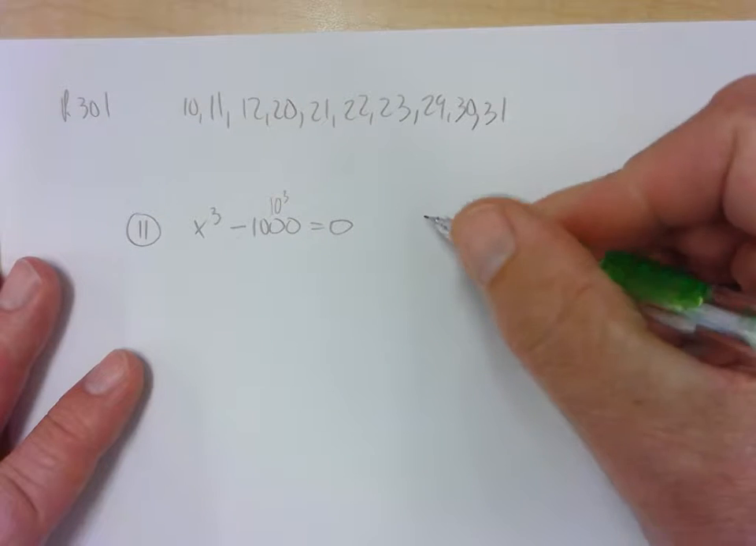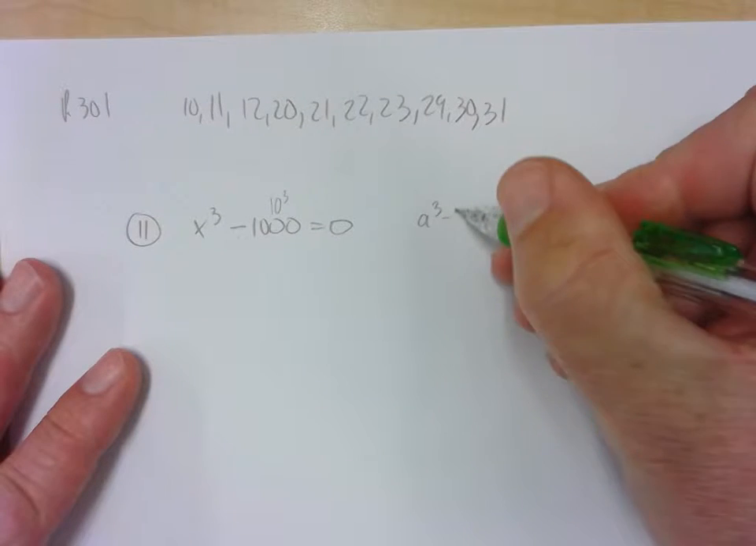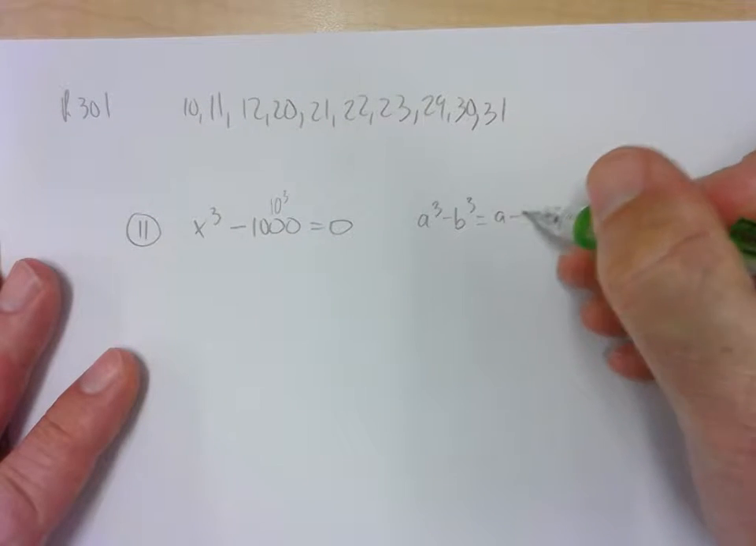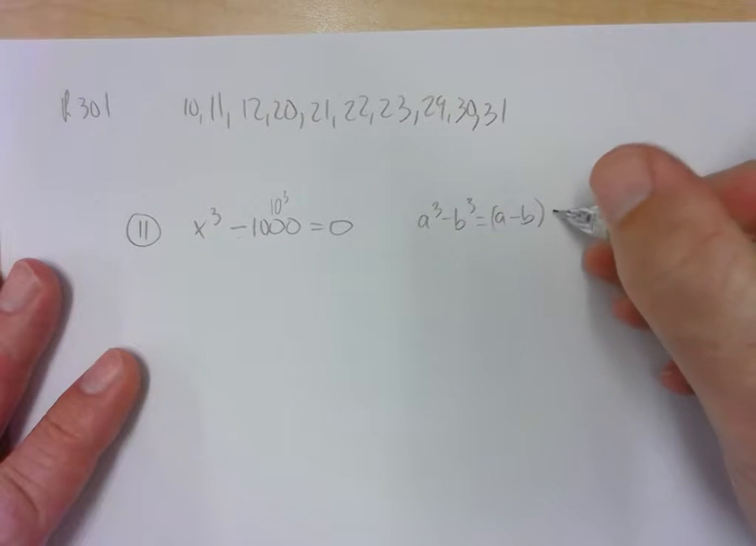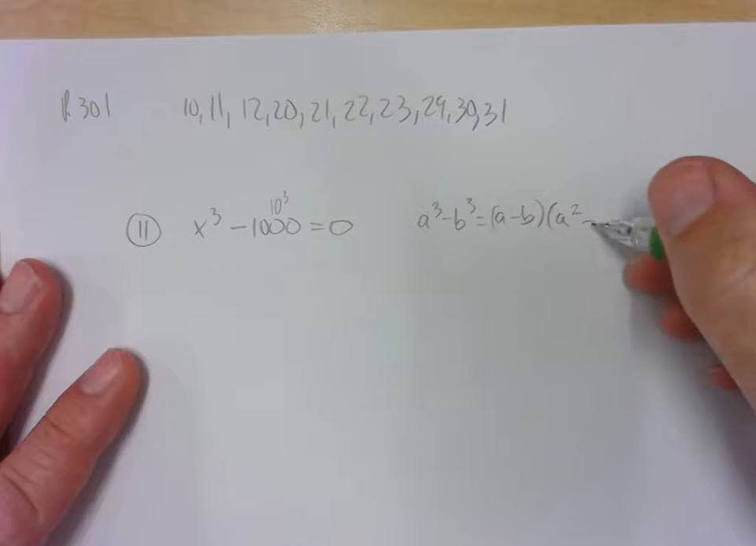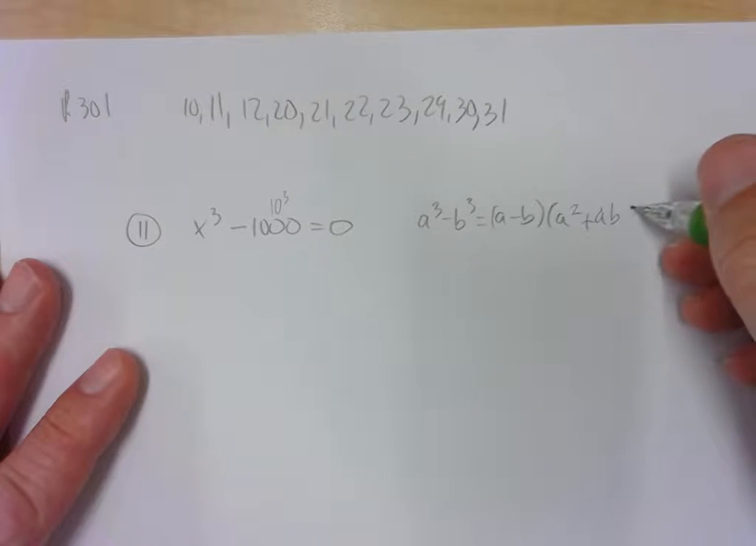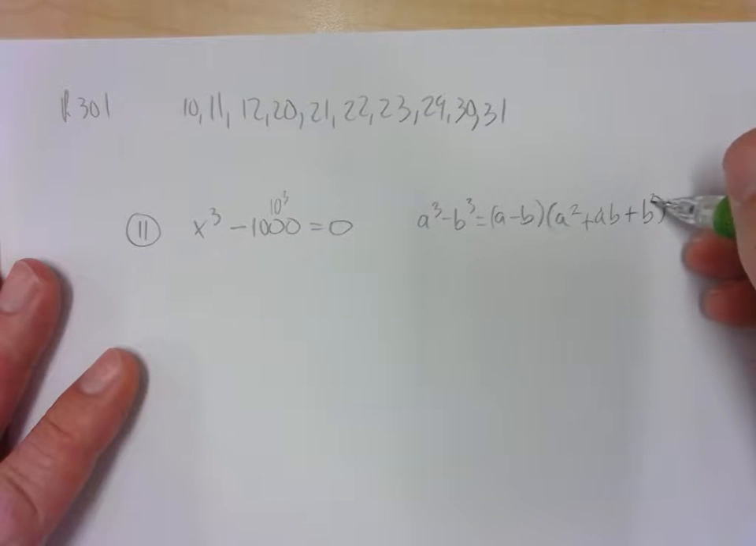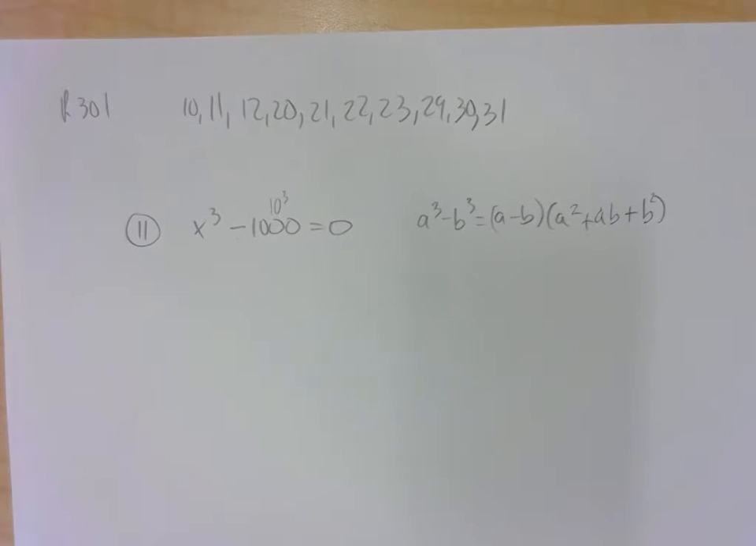So the factoring pattern for this is a cubed minus b cubed is equal to a minus b, a squared plus ab plus b squared. So that's the factoring pattern.